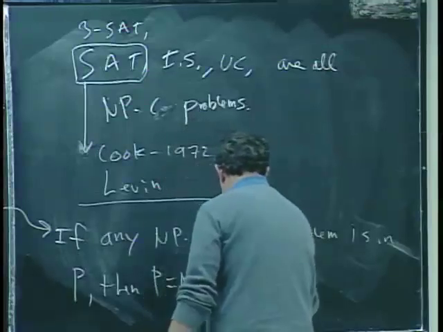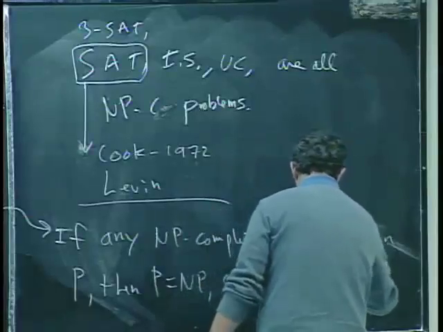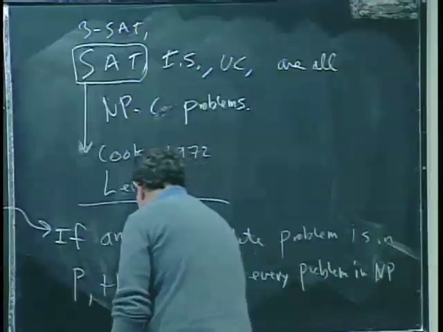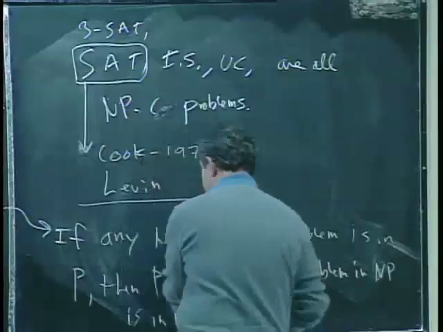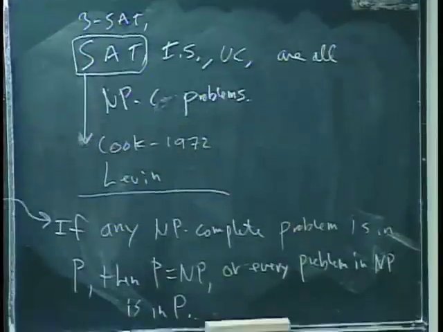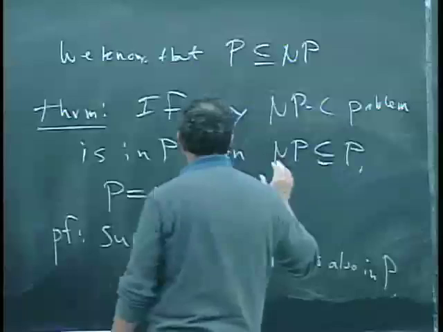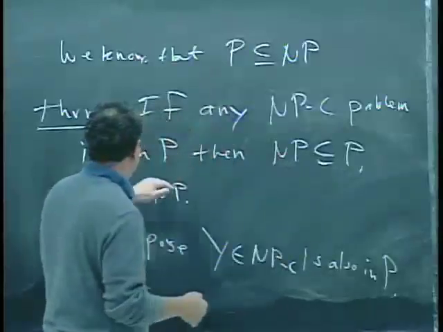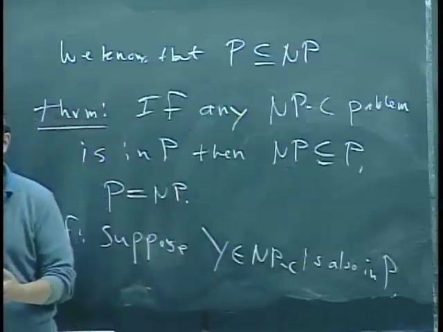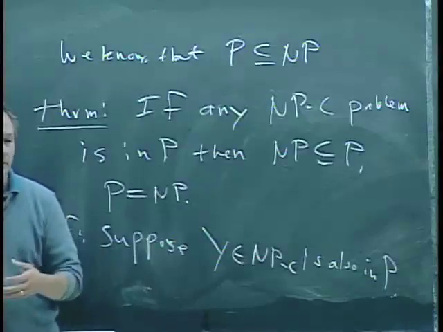or every problem in NP is in P. Okay? Well, it's here already. I'm just restating it because it's really the most important thing. Because being in P means there's an algorithm that actually solves the problem. It takes in any instance and says yes or no, and it runs in polynomial time.